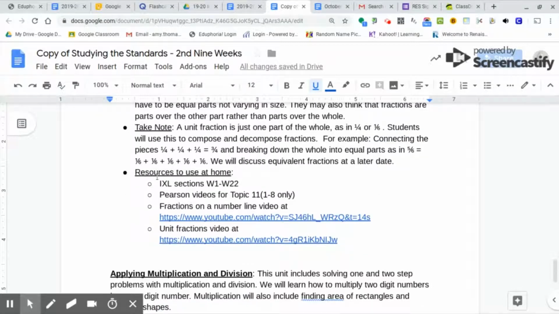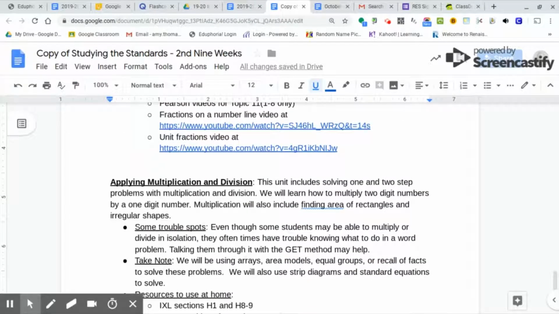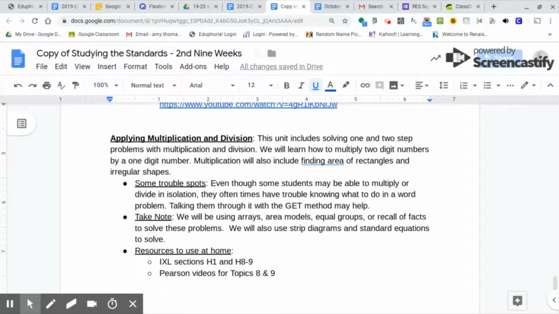Resources to use at home for fractions are included right here. And so you can check those out to help with that. IXL, Pearson videos, and some YouTube video examples. And then we'll be doing applying multiplication and division. So this unit includes solving 1 and 2-step problems with multiplication and division.